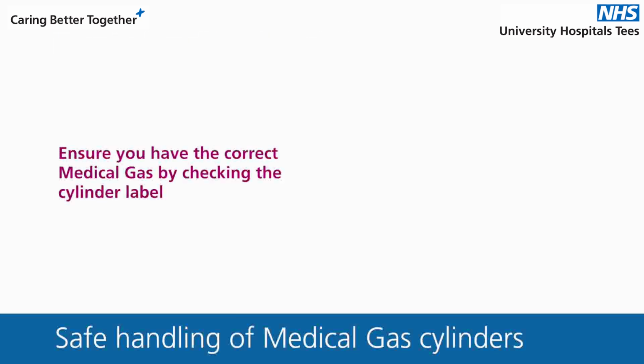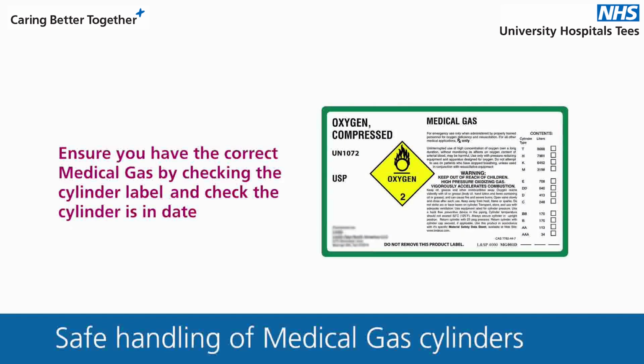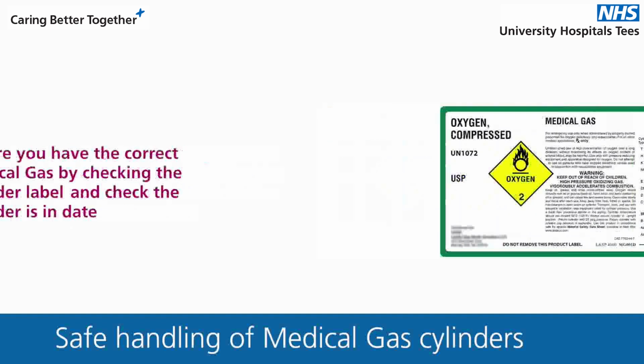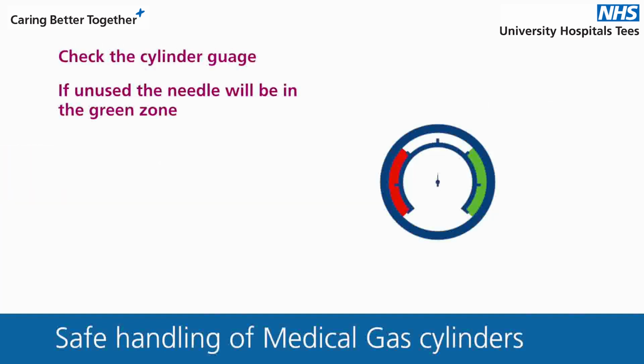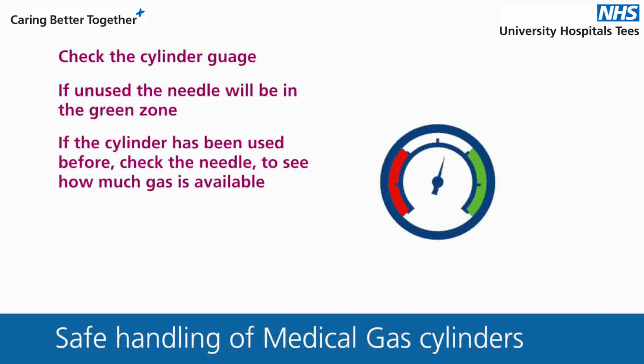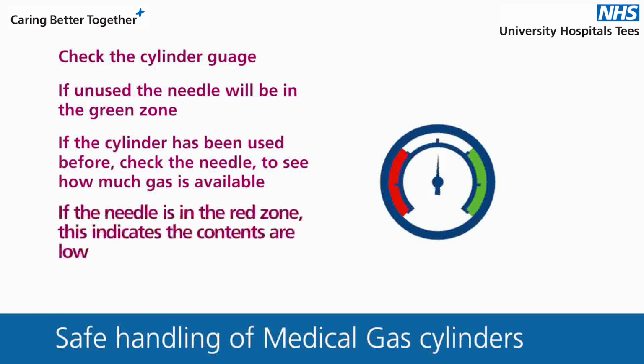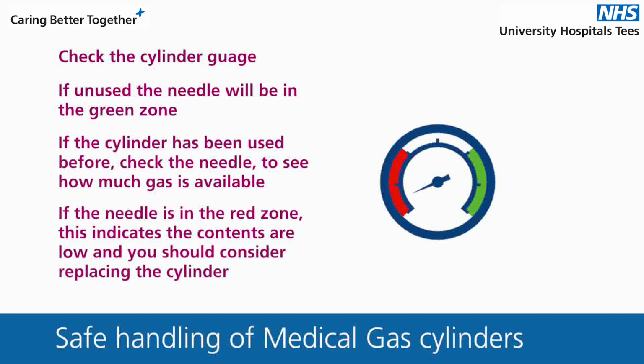Ensure that you have the correct medical gas by checking the cylinder label and check that the cylinder is in date. This is on the square batch label on the cylinder guard or collar. Check the cylinder gauge. If unused, the needle should be in the green zone, indicating that the cylinder is full. If the cylinder has been used before, check the needle to see how much gas is available. Ensure you have enough to treat your patient. If the needle is in the red zone, this indicates that the contents are low and you should consider replacing the cylinder before treating the patient.